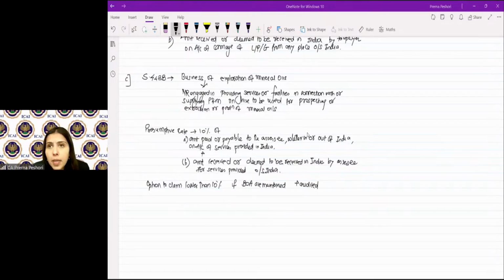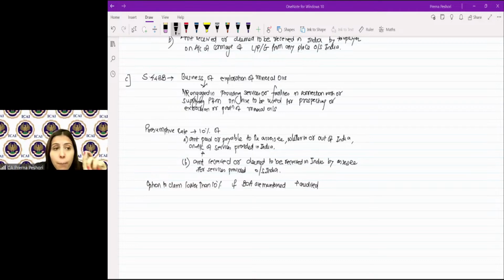44B, which is the shipping companies, and for the aircraft, which is BBA. In both of these provisions, there is no option to claim the lower profit. There it is mandatory; you will not opt out of it. But under 44BBB, there is an option to claim lower profits than 10%. And in that case, you have to get the books of accounts audited and the books of accounts need to be maintained as well.